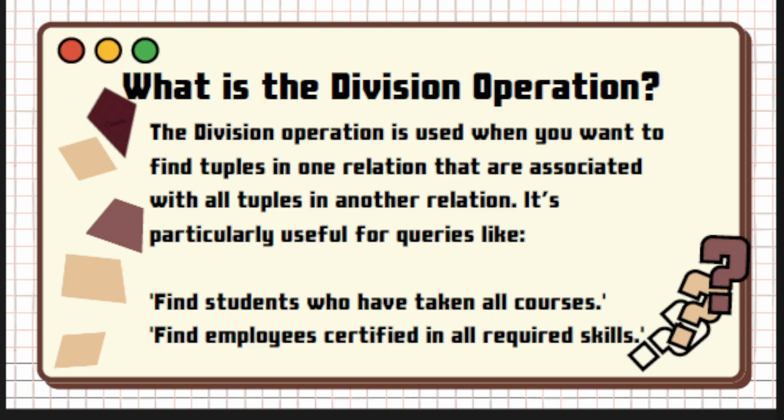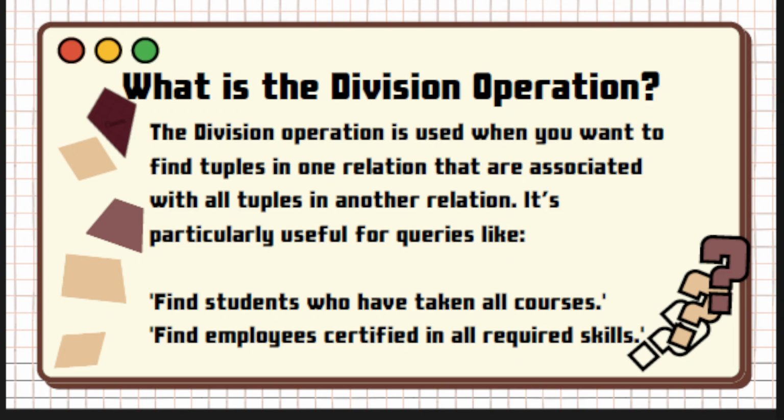The division operation is used when you want to find tuples in one relation that are associated with all tuples in another relation. It's particularly useful for queries like find students who have taken all courses, find employees certified in all required skills. Think of it as a way to answer "for all" questions efficiently in databases. Let's see how it works in detail.